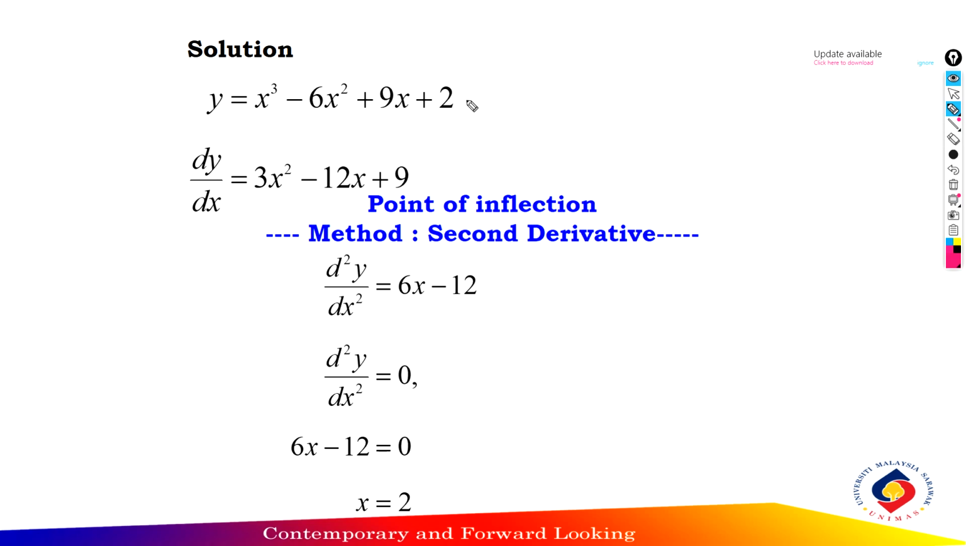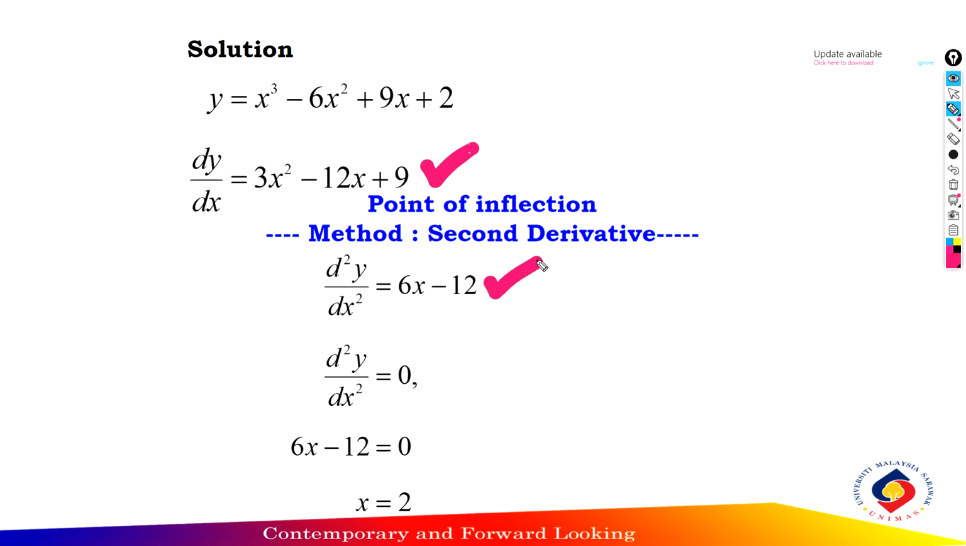Differentiate y with respect to x. The first derivative dy over dx equals 3x squared minus 12x plus 9. And then you find the inflection point using the second derivative, and the second derivative here equals 6x minus 12.